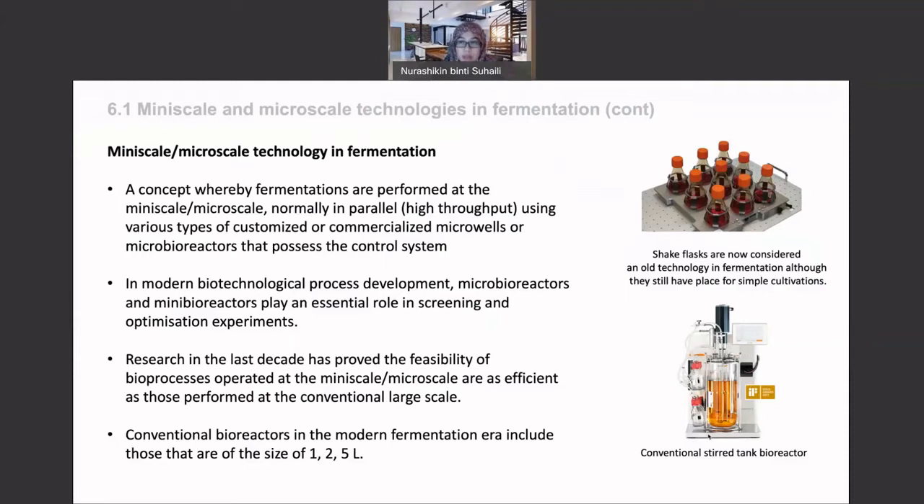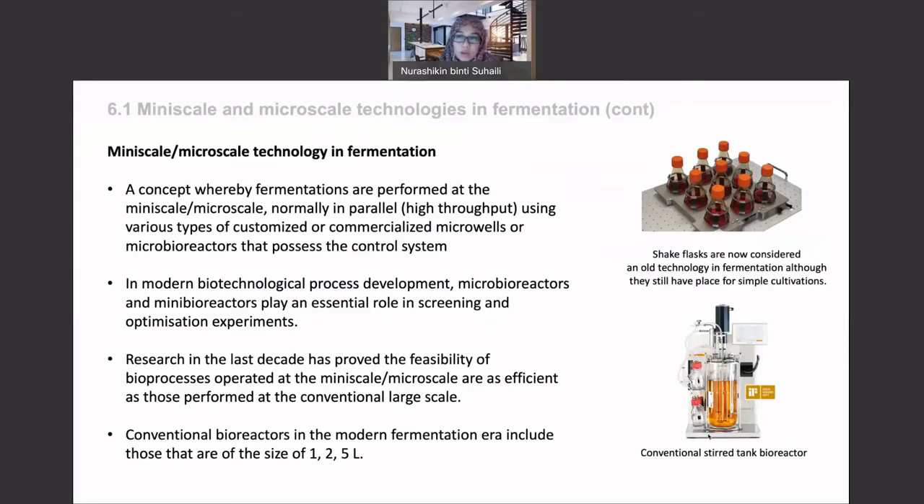Having said that, these limitations may affect the fermentation process, because some microorganisms are very sensitive to pH change. So if they are incubated using a shake flask, there will be a problem. Perhaps the product of interest might not be produced at an optimal level. Okay, so those are the drawbacks of the shake flask.